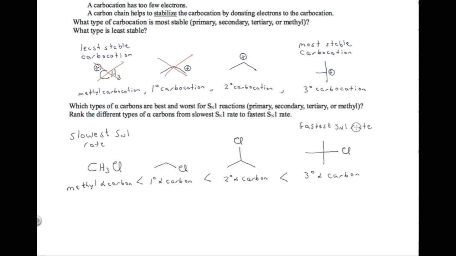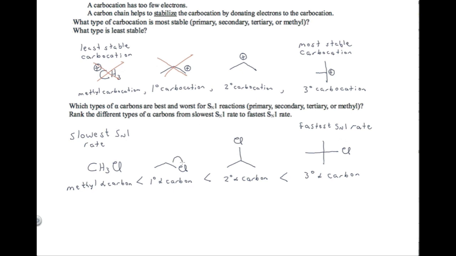The fastest SN1 rate would involve a tertiary alpha carbon. It's very easy for this leaving group to leave, because it's going to leave behind the most happy carbocation, or the least unhappy carbocation. A secondary alpha carbon has a leaving group that would have a more difficult time leaving because it'll leave a less stabilized carbocation, a secondary carbocation.